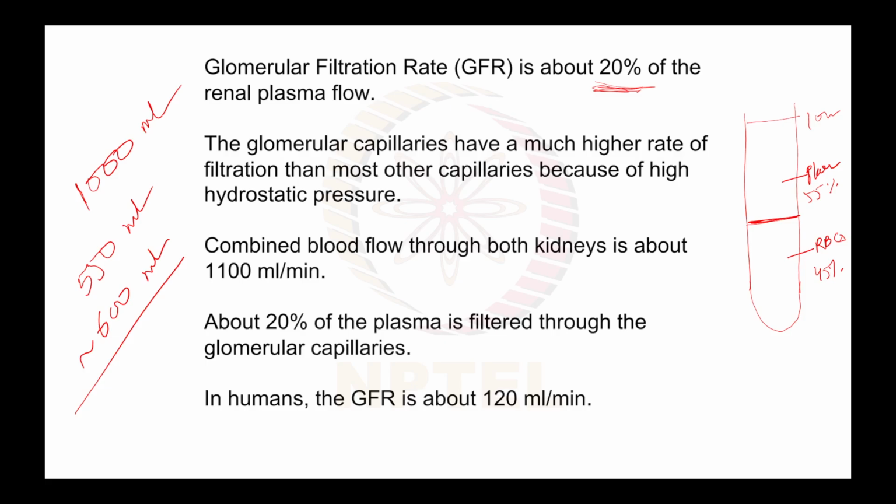So 55% of it is plasma, and it is flowing in the renal artery. Whatever plasma is flowing in the renal artery is called the renal plasma. So if 1000 ml of blood is flowing to the renal artery, 600 ml would be the renal plasma. And the glomerular filtration rate is 20% of the renal plasma flow. The glomerular capillaries have a much higher rate of filtration than most other capillaries because of the high hydrostatic pressure. Combined blood flow through both kidneys is about 1100 ml per minute, and about 20% of the plasma is filtered through the glomerular capillaries.